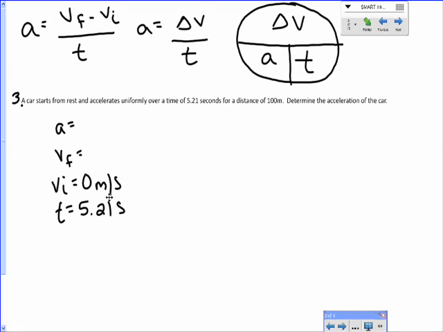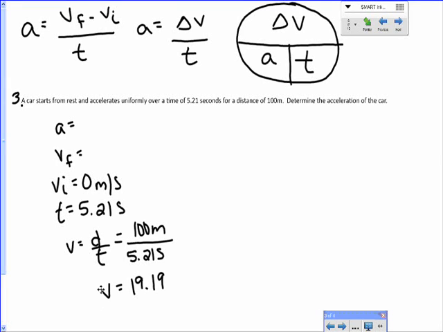Now, this is what you're going to have to do first for this. You have to put speed together with acceleration, all right? Because do you remember that we can do V equals D over T? So I can say a distance of 100 meters divided by 5.21 seconds, right? And so that's going to give me, when you say 100 in your calculator divided by 5.21, it's going to give me a velocity of 19.19 meters per second.